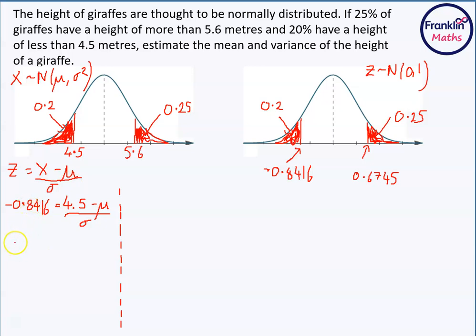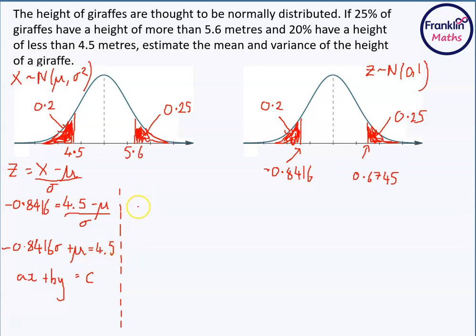From here then, we're going to rearrange this and turn it into a form that the calculator will be happy with. So I'm going to have minus 0.8416 sigma, and I'm going to add the mu to that side. The reason I've set it up like this is because your calculators will solve aX plus bY equals c in terms of simultaneous equations. So I've got variables equal to a constant there.